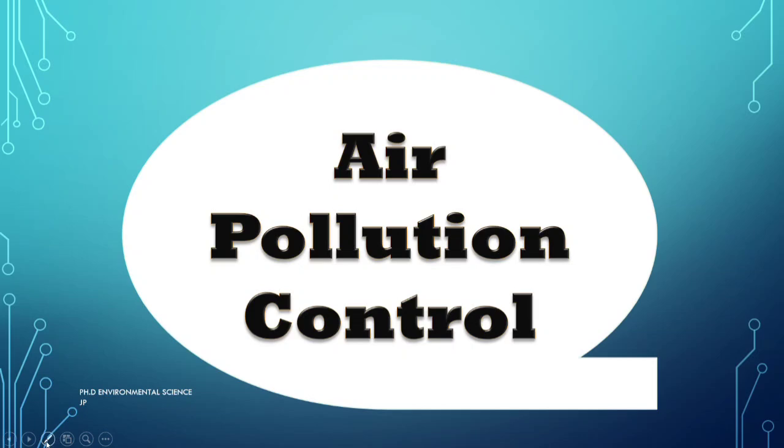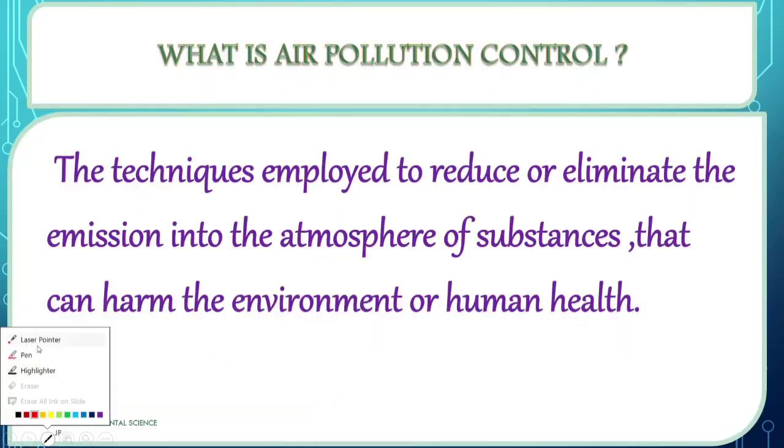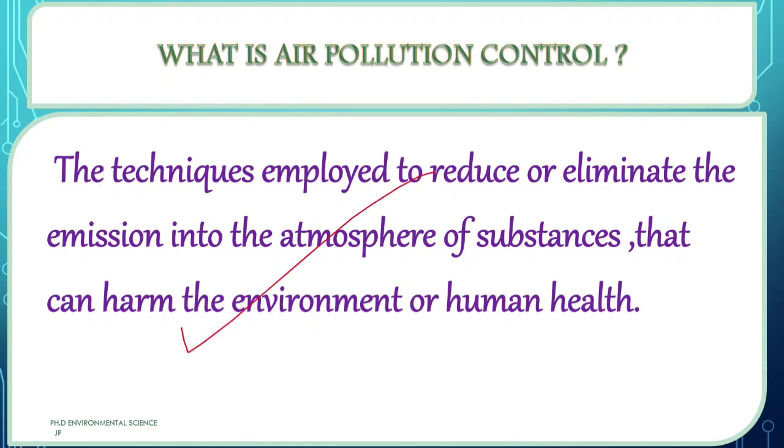Air pollution control. So first of all, what is air pollution control? It includes the techniques which are employed to reduce or eliminate the emission of harmful substances into the atmosphere that are essential for protecting both human health and the environment.